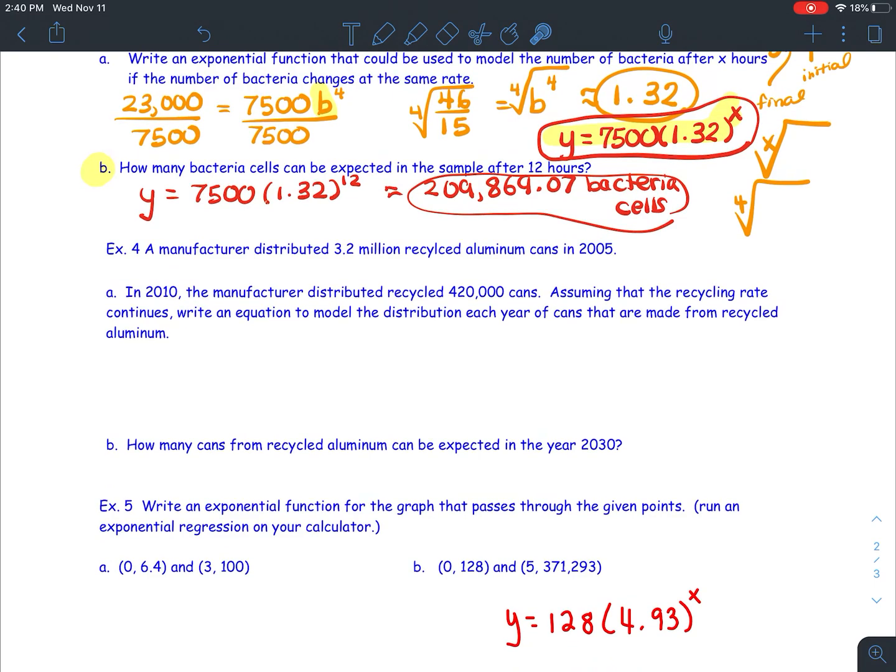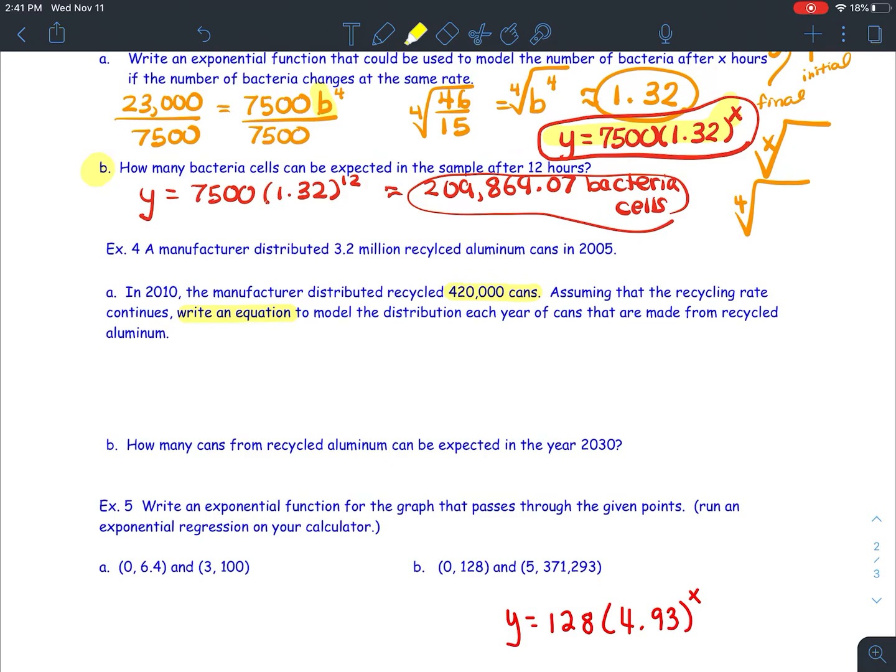Let's look at example 4. It says a manufacturer distributed 3.2 million recycled aluminum cans in the year 2005. Now it's the year 2010, and look, he hasn't recycled very much at all. It feels like his business might be dying here. He's only recycled 420,000 cans. Assuming that the recycling rate continues, write an equation to model the distribution each year of cans that are made from recycled aluminum.